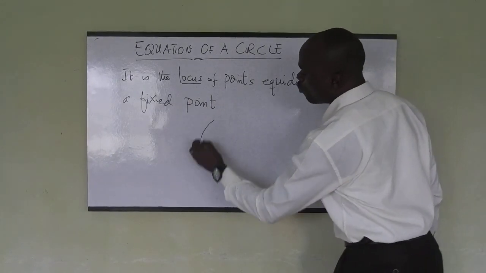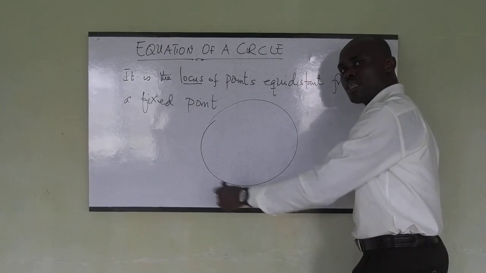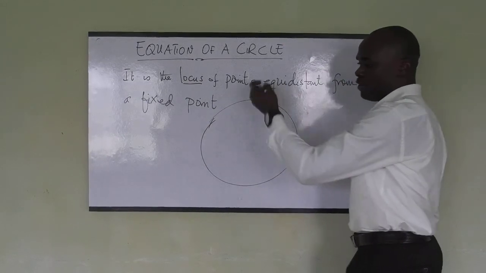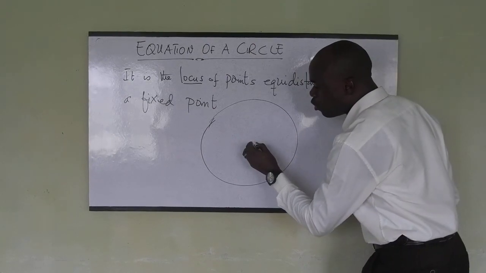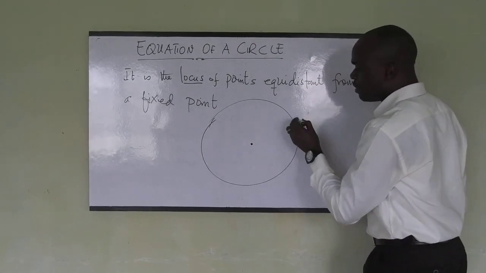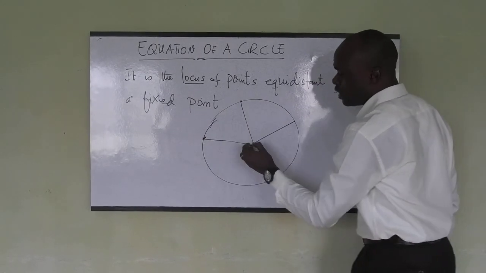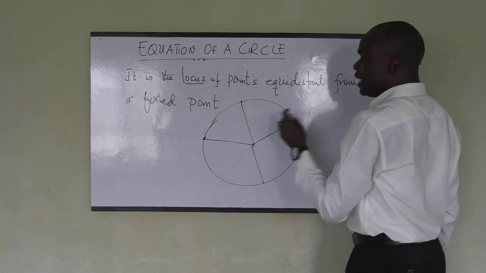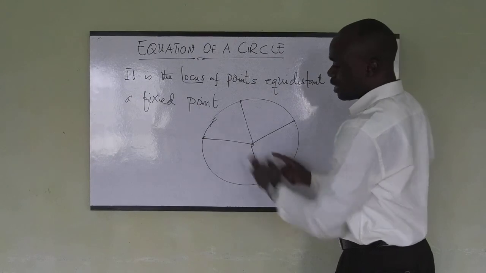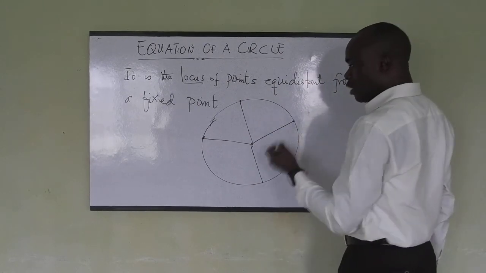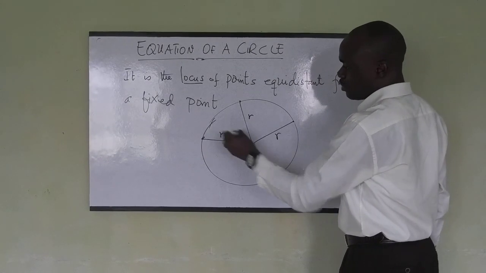It shows that you're going to have so many points that are joined together. These are actually points, but I've joined them together to form what we have. We call this a locus. So these points joined together are all equidistant from a fixed point. That means the distance from this point to this, from this to this, and so on, are all constant, they're the same. And they are called the radius. So the distance from this point to this point is called the radius, and it is constant.